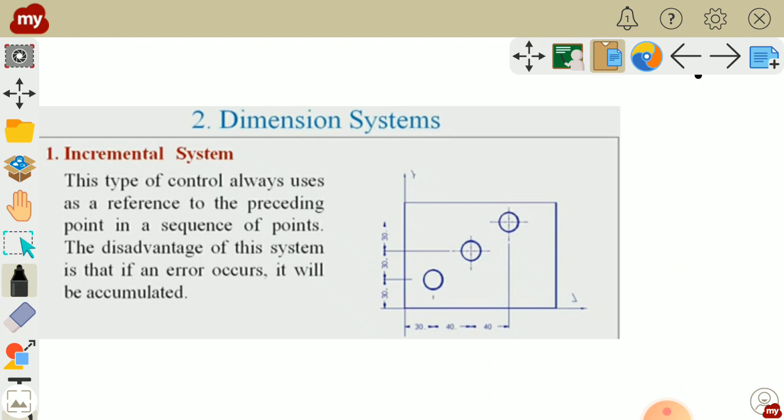Dimension system. The dimension system has 2 types: incremental system and absolute system. First, the incremental system. This type of control always uses the preceding point in a sequence of points as a reference. The disadvantage of this system is that if an error occurs, it will be accumulated.